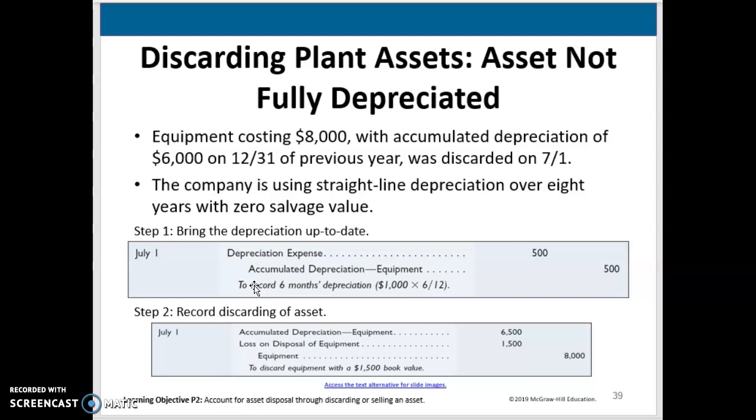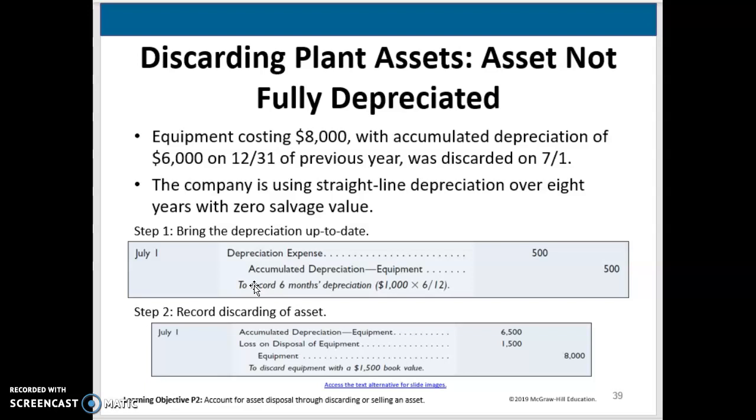We see here that the equipment costs $8,000, so we're going to take the equipment off for $8,000. We had accumulated depreciation of $6,000 from 12/31 plus an additional $500 that we just recorded. So a total accumulated depreciation is $6,500. If we're removing that, the difference is $1,500. Since we're not getting cash for it, we're losing that $1,500. So that's a loss on the disposal of equipment.